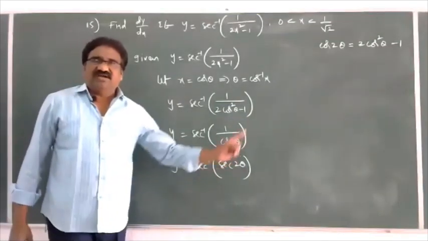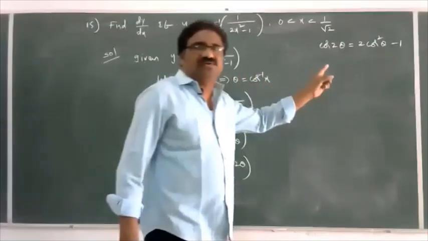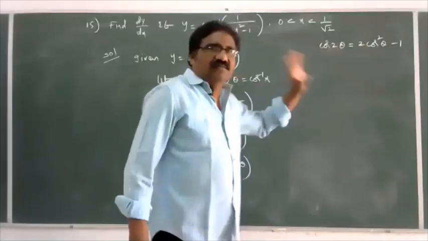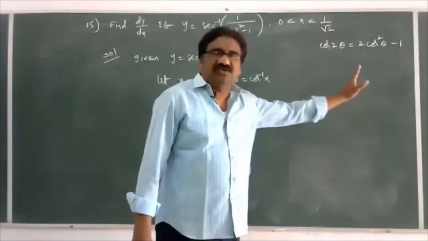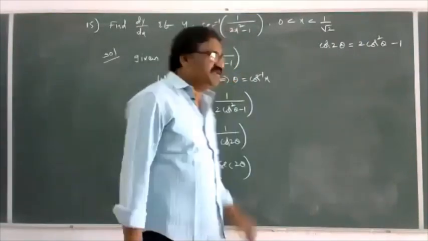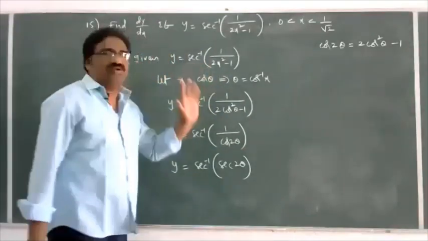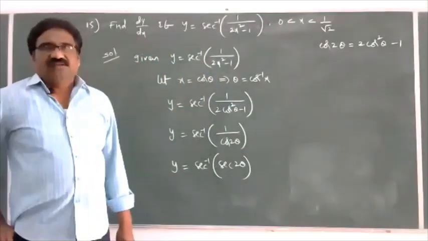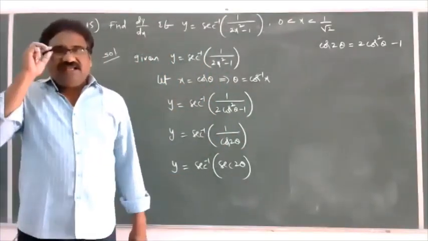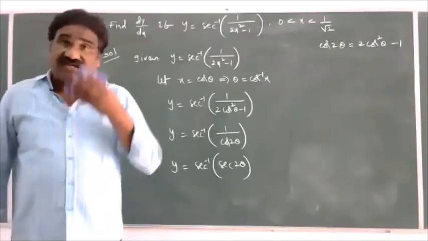So that's why we considered cos 2 theta is equal to 2 cos square theta minus 1. The formula is cos 2 theta is equal to 2 cos square theta minus 1, and we considered x is equal to cos theta here.